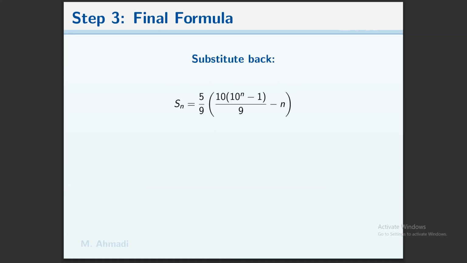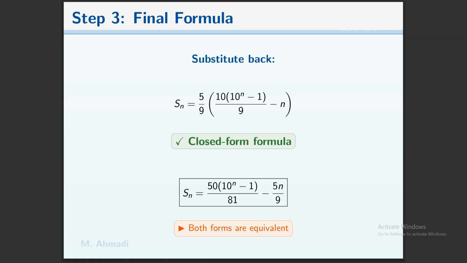After the substitution back, Sn equals 5 over 9 multiplied by (10 multiplied by (10^n minus 1) divided by 9 minus n). The closed form formula is Sn equals 50 multiplied by (10^n minus 1) divided by 81 minus 5n over 9. Both forms are equivalent, but the last one is simpler.